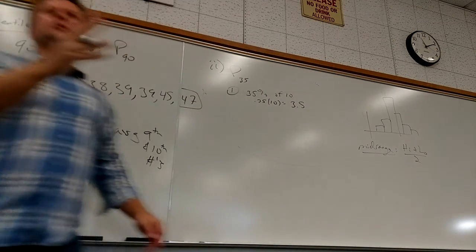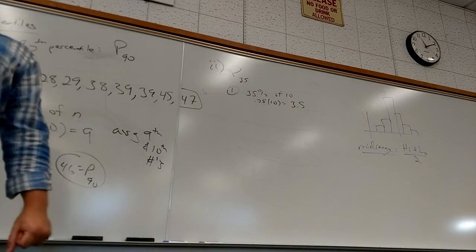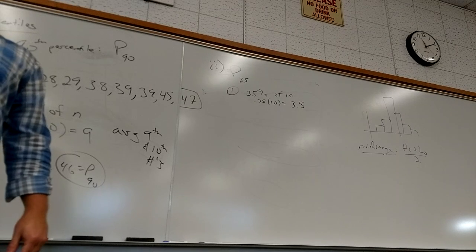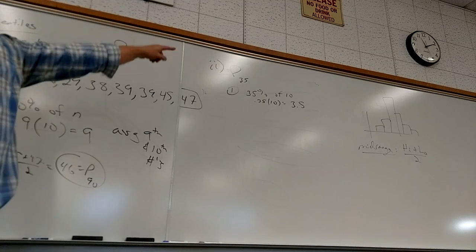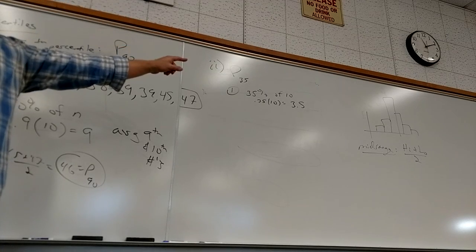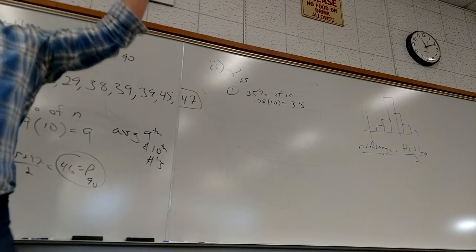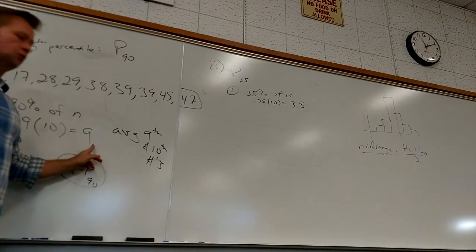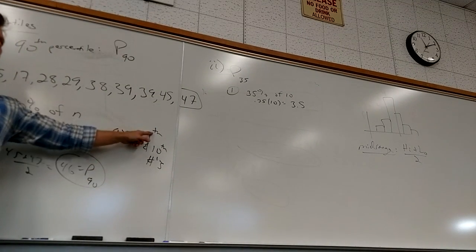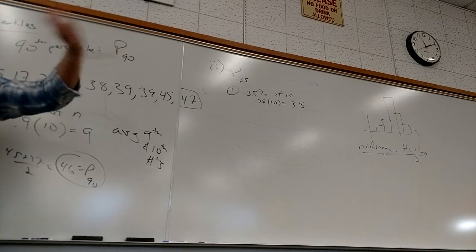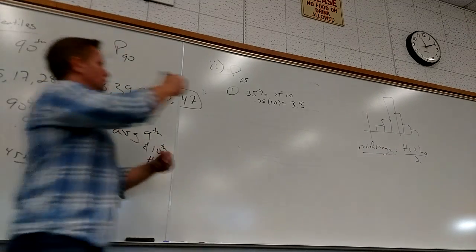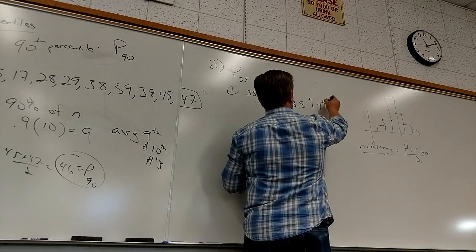Now, is that a whole number? No. If it's not a whole number, you round up, and that's where the answer is. So even if I would have gotten 3.1, I would have rounded up to 4. So if it's a whole number, what do you do? You average that one with the next one. If it's anything else, you round up and take that number. So I would round this up to 4. The fourth number is the answer.